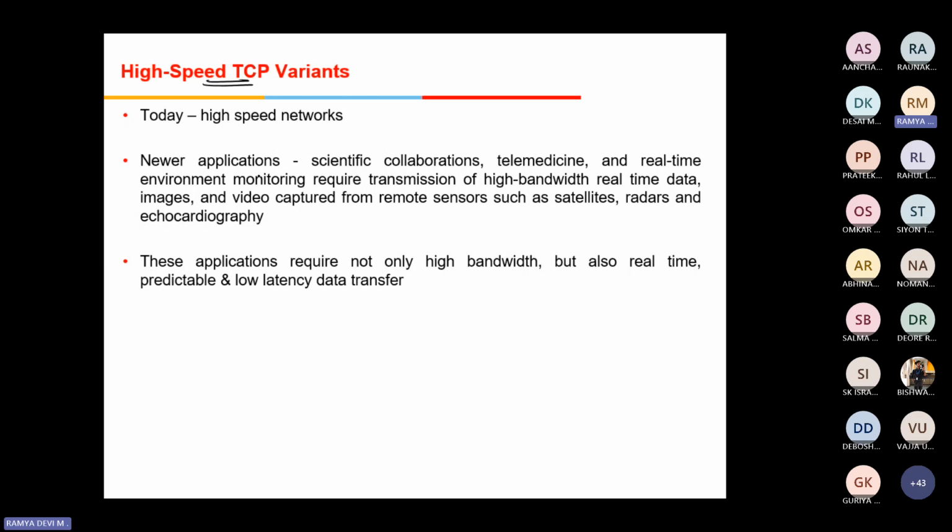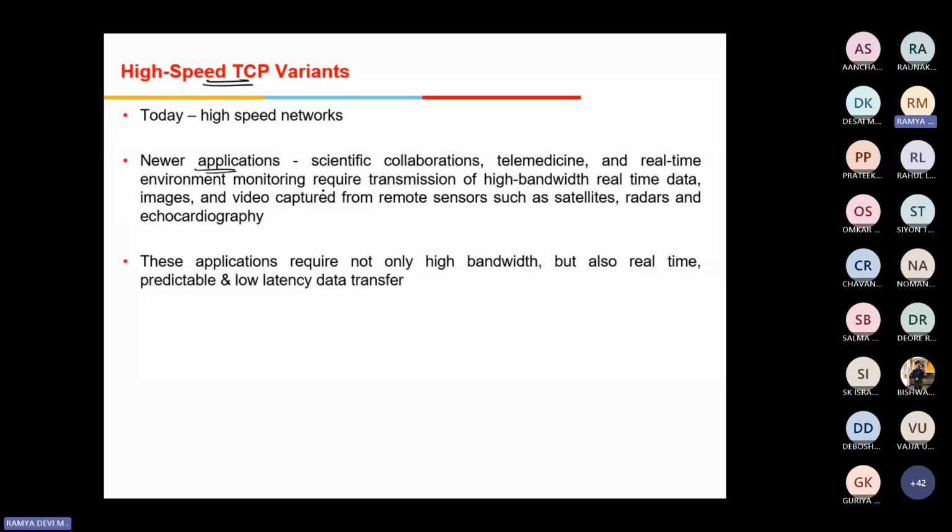That performance will not be provided by the conventional TCP. So classical TCP will not provide all those things. Newer applications, such as real-time environment monitoring and telemedicine, involve transmission of large volumes of high-bandwidth real-time data. Medical image systems, satellite-based remote sensing, and radar systems will all be generating massive data.